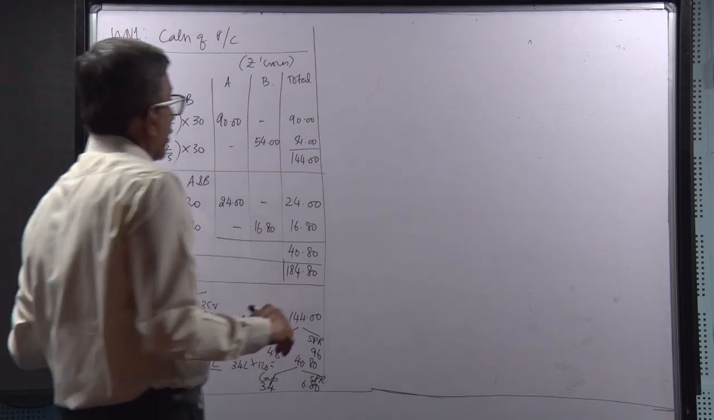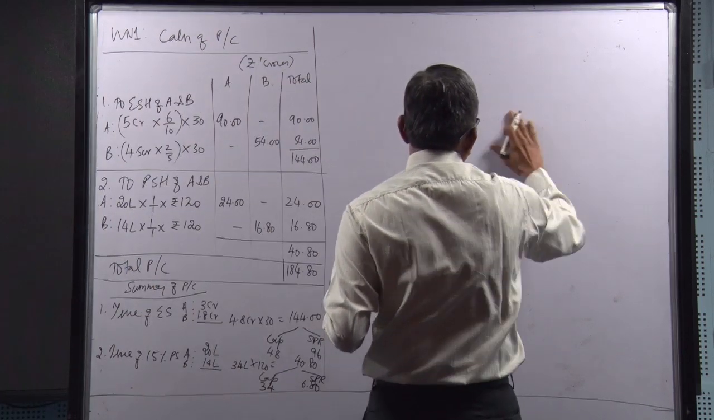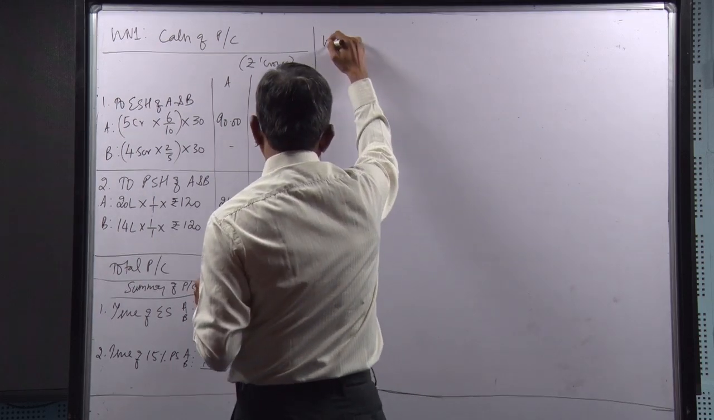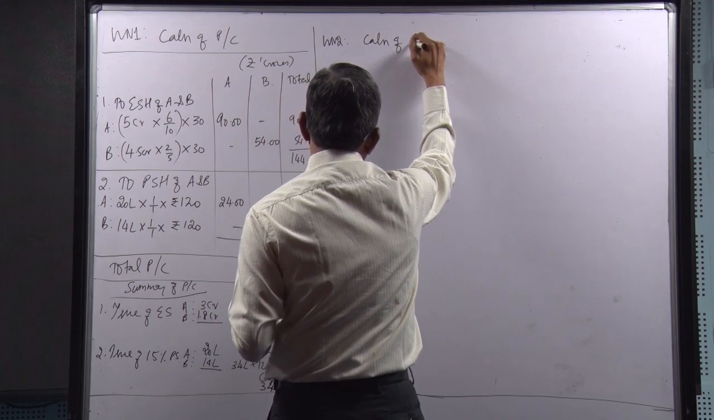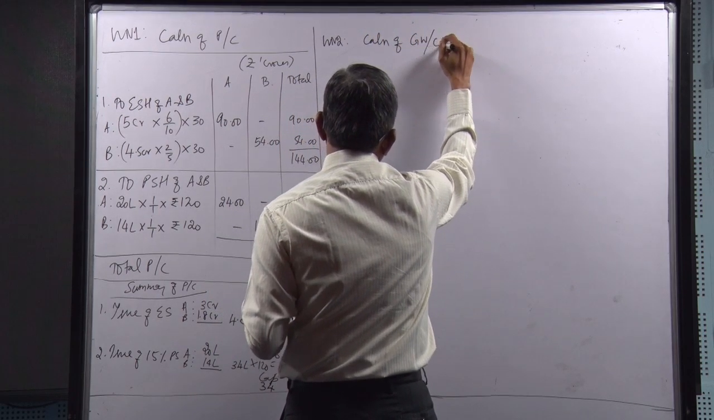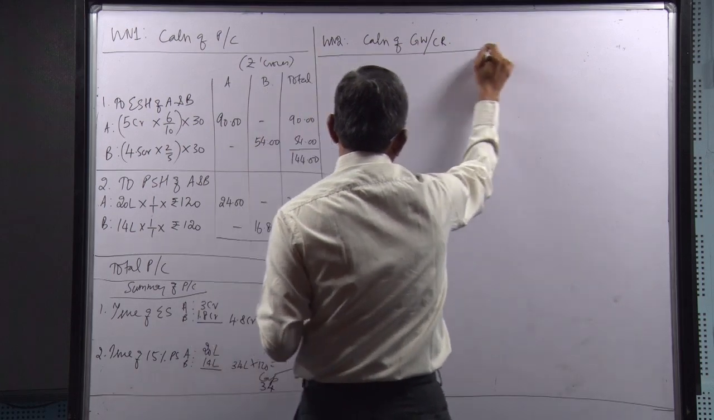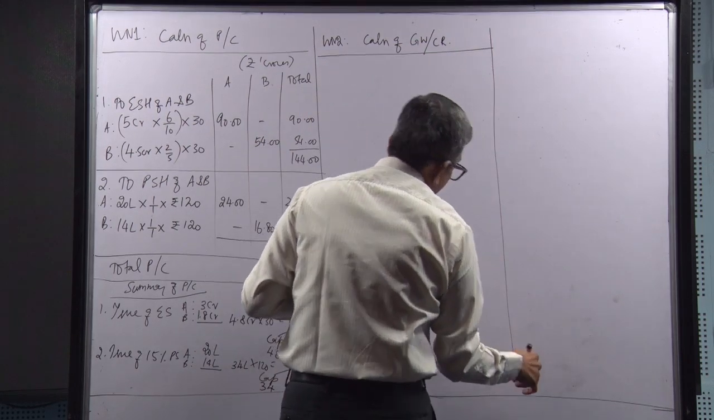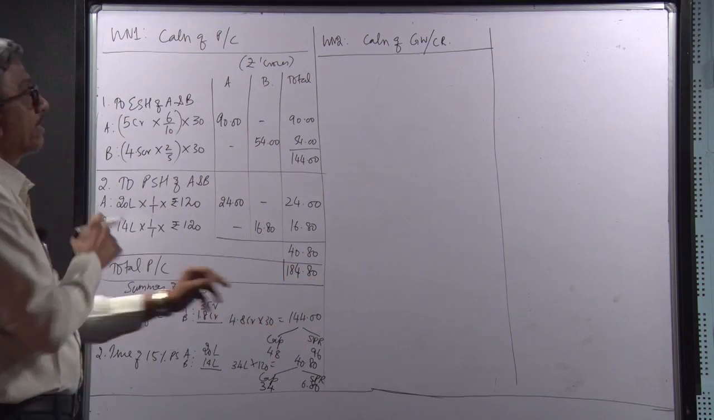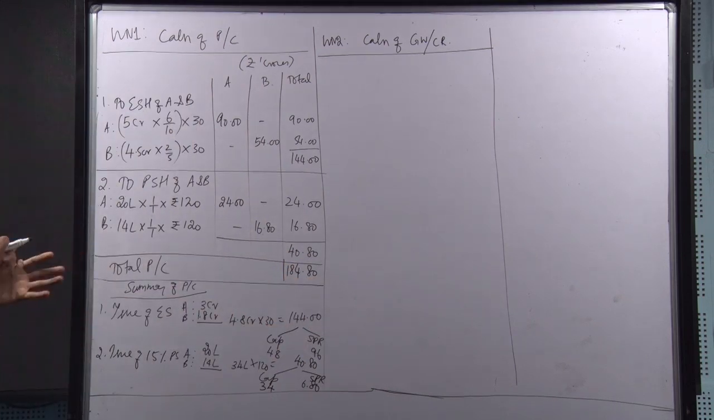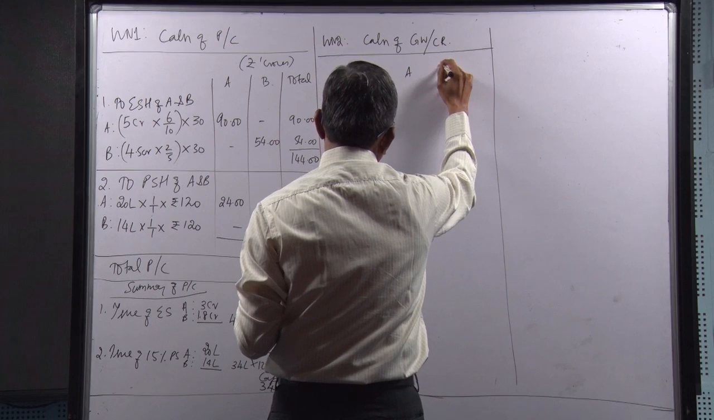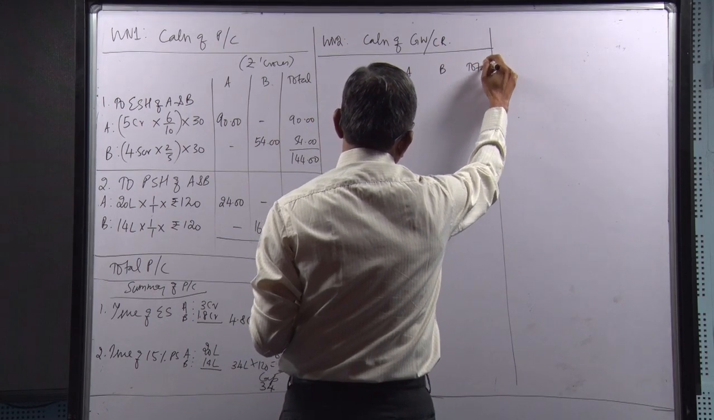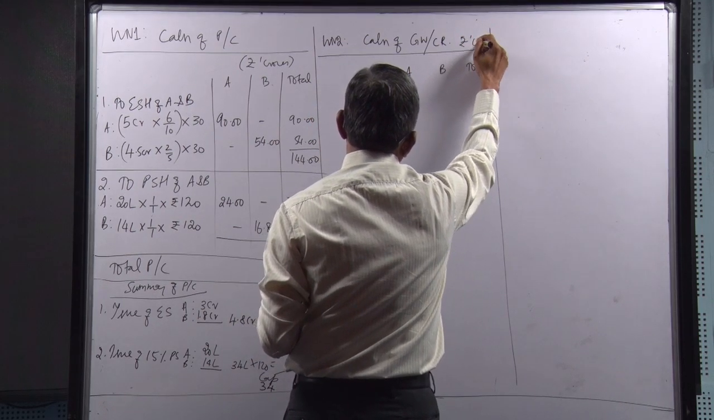You have the summary here. Next, another working note, for what? Calculation of goodwill or capital reserve. Because this is amalgamation in the nature of purchase, the difference between the consideration and net asset will be either goodwill or capital reserve. So A, B, total, rupees crores.